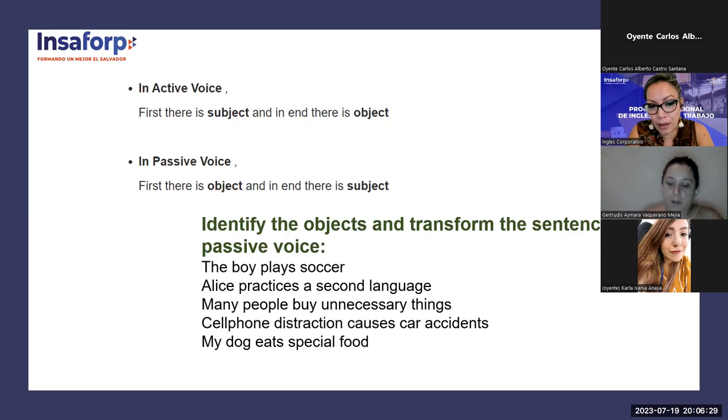Ya identificamos el objeto que es soccer. Entonces, ahí tendríamos que empezar la oración para trasladarla a pasiva, ¿verdad? Subject. El verbo va a ir en pasado participio. Y digamos que el auxiliar o verbo sería siempre is. Soccer is. Soccer is played by the boy.